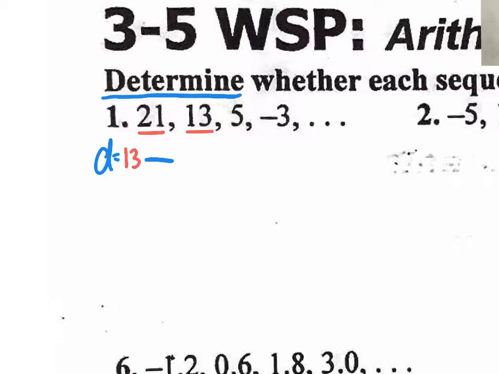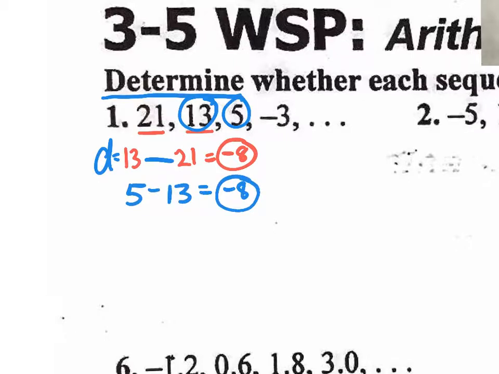So if you have 13 minus 21, what do we end up with? Negative 8, right? So far, we're assuming that our difference is negative 8. But if I go to this next one, if I go 5, take away 13. Is that also negative 8? Yes, so far so great.